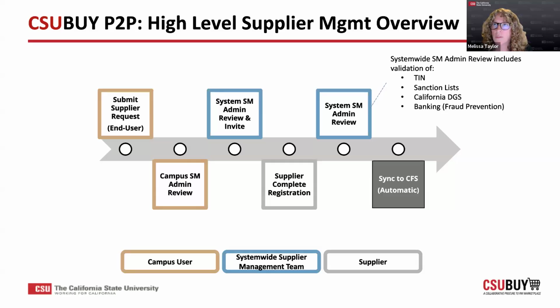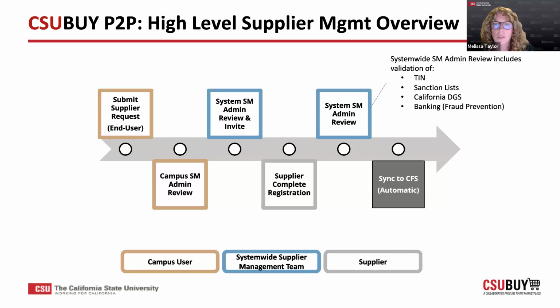Sometimes that might be an opportunity for your campus team to say, oh, we have 15 of these suppliers that provide the same service, or maybe the end user has asked for a supplier that's out of the country, and there's other opportunities. The campus supplier team can help with that conversation and decide whether that new supplier should be invited. But once that determination is made, they'll approve it, and then it will come to that system-wide team to review that request and then actually send out the invitation to the supplier.